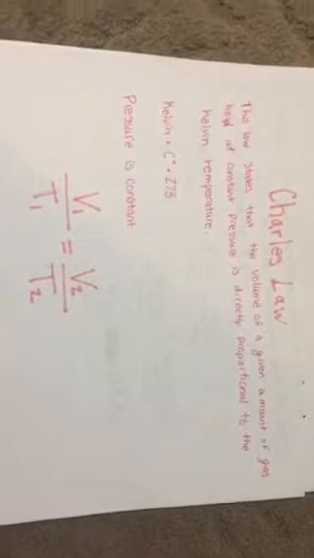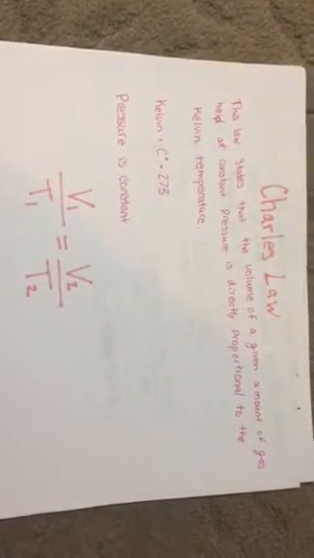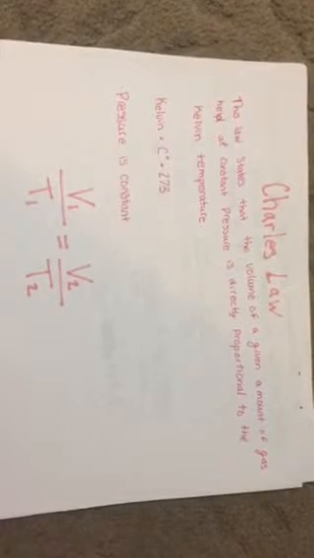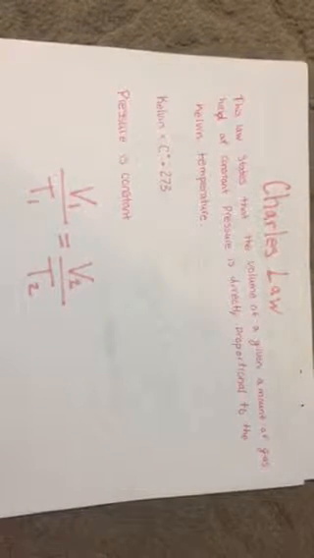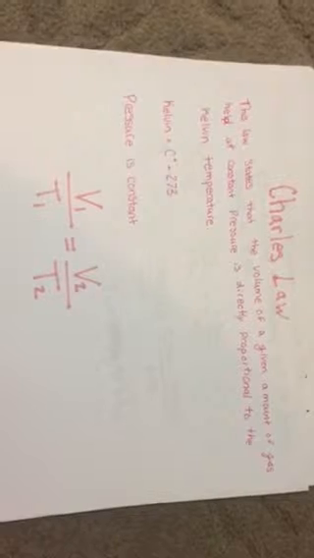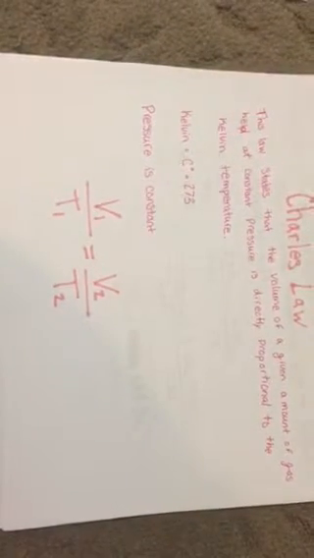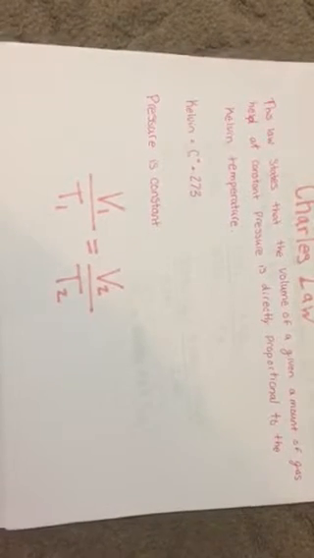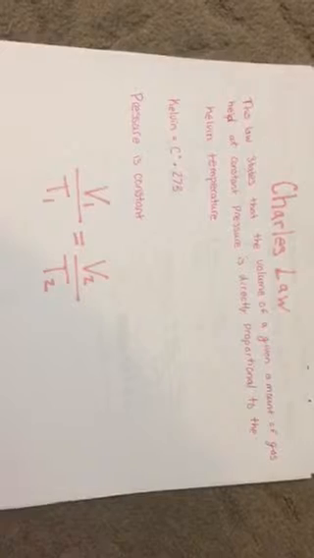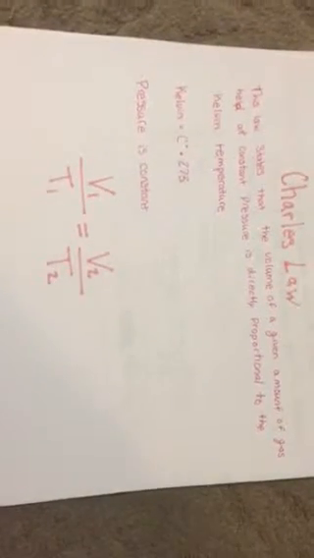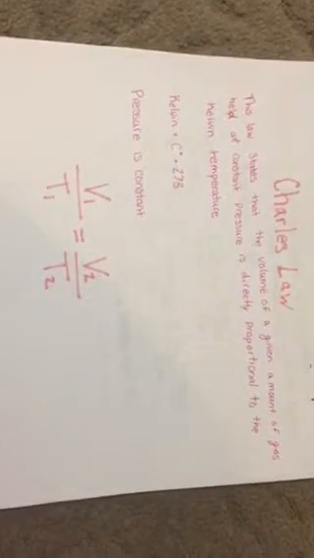The next gas law is Charles' law. This law states that the volume of a given amount of gas held at a constant pressure is directly proportional to the Kelvin temperature. If you have Celsius, you just take that number and add 273 to it, and that gives you Kelvin. Pressure is constant with Charles' law. Your equation is V1 over T1 equals V2 over T2.